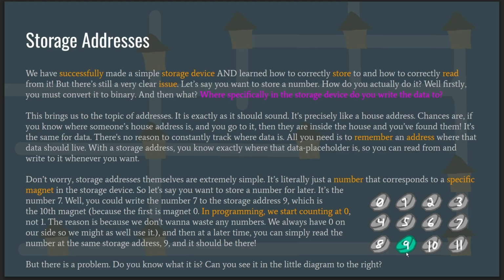It's the 10th magnet, remember, because we start counting at 0, not 1. The reason is because we don't want to waste any numbers. We always have 0 on the side, so we might as well use it. And if you don't believe me, I can count 1, 2, 3, 4, 5, 6, 7, 8, 9, 10. It's the 10th one, because 0 is the first. Anyway, at a later time, you can simply read the number at the same storage address 9, and the number 7 should be there. But there's another problem.